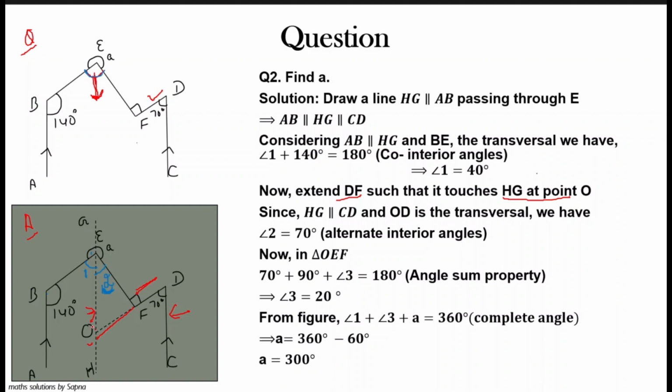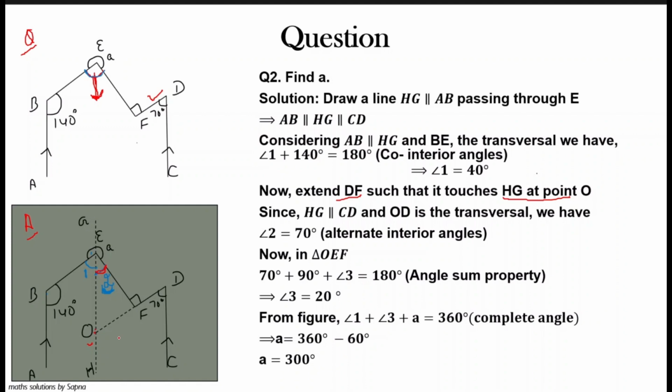Now this DF, basically your OD, is acting as the transversal between the line HG and CD, right? Is it clear? So if that's the case, there would be some angles getting formed between HG and CD, which would have the properties that parallel lines provide us. So if you look at it carefully, I need to figure out what angle 2 is.